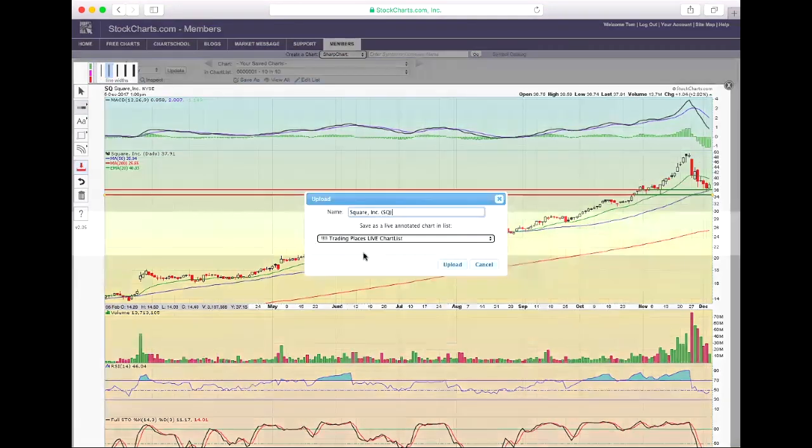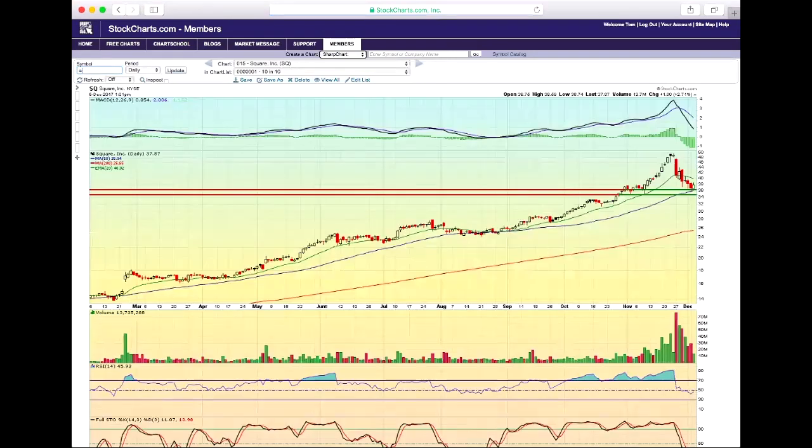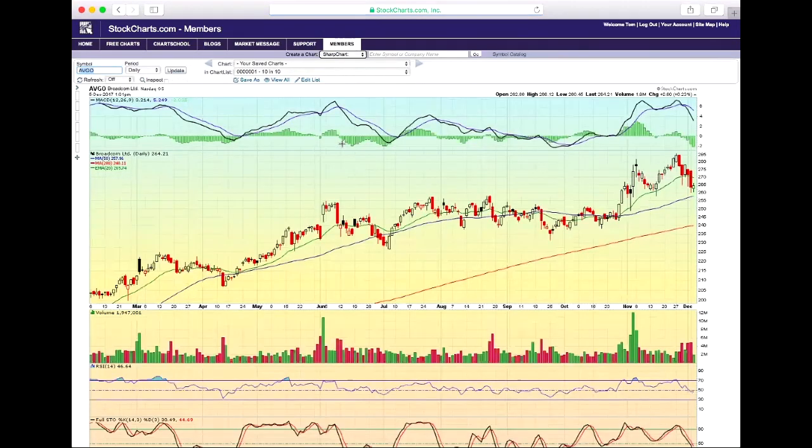All righty. Let's see. The next one I have, let's see. Broadcom, AVGO. Yeah, Broadcom looks like, we made the breakout here, but look at the volume down here, so much lower. I'm not saying we have a negative divergence, but it looks like the MACD maybe is equal. And that breakout failed to hold.